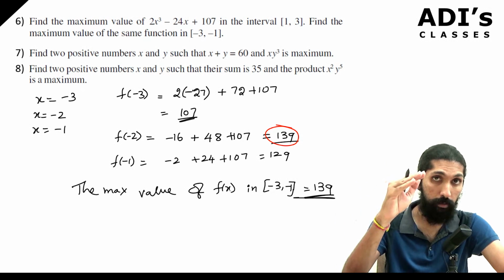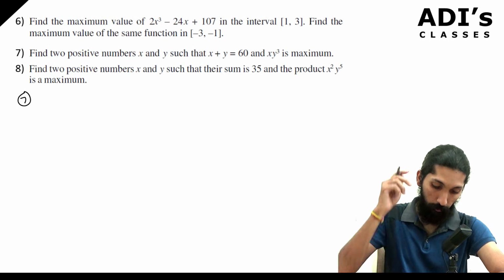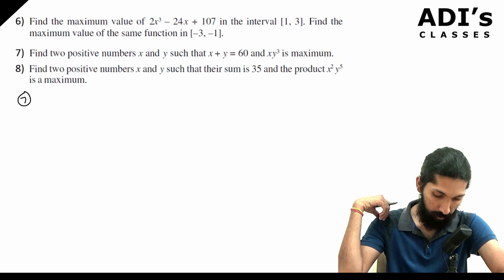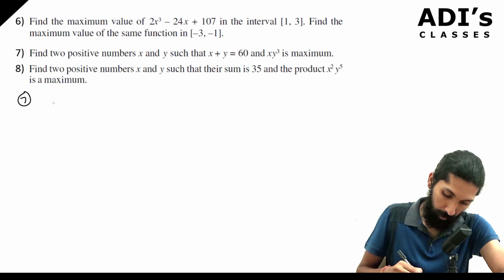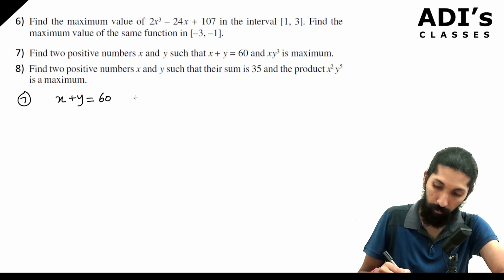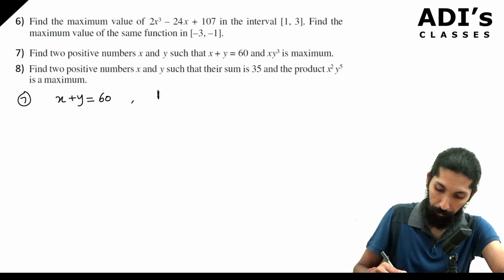Fine. Let's do the next, the seventh one. Find two positive numbers x and y such that x plus y is 60 and xy cube is maximum. See, what do we know? x and y. So x plus y is 60. And you need to maximize their product xy cube, correct? Say we'll take p is equal to x into y cube.